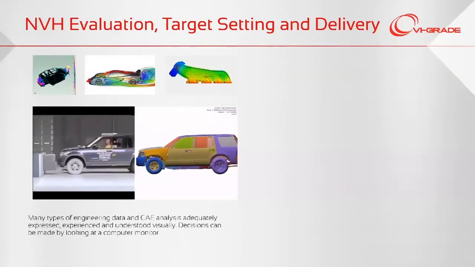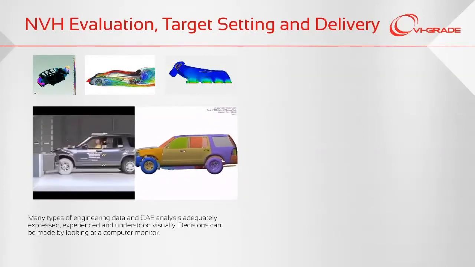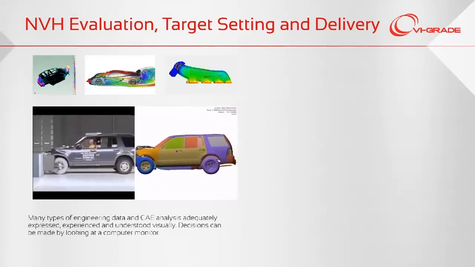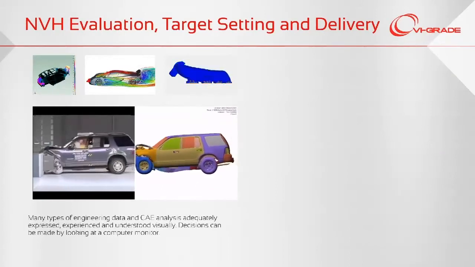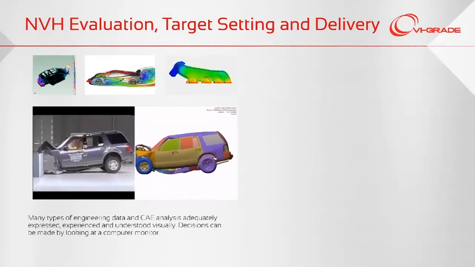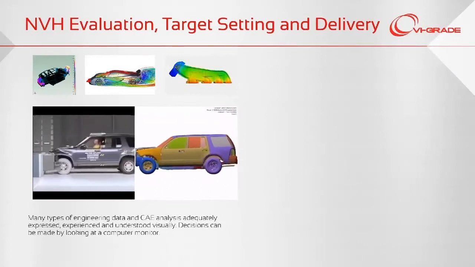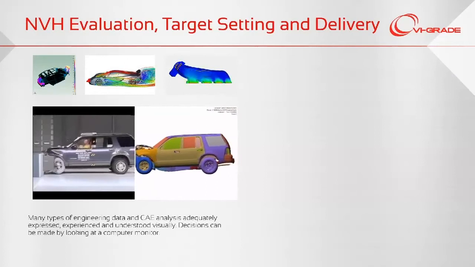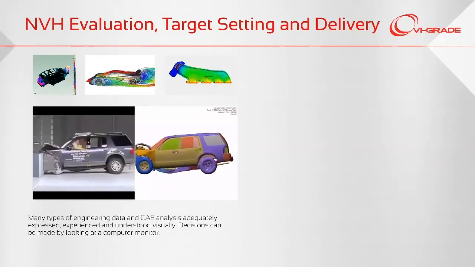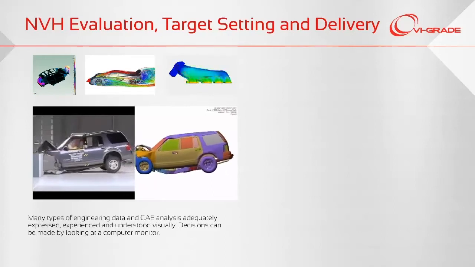With a lot of different engineering types of data, you can just do your analysis or make your measurements, look at a computer screen, and make a decision right away. You can see how the heat is transferring or how the air is flowing or how something is bending. And you don't have to translate that internally into what it means. You can just see it and make a decision.